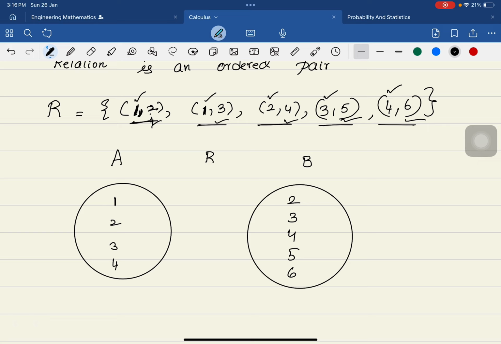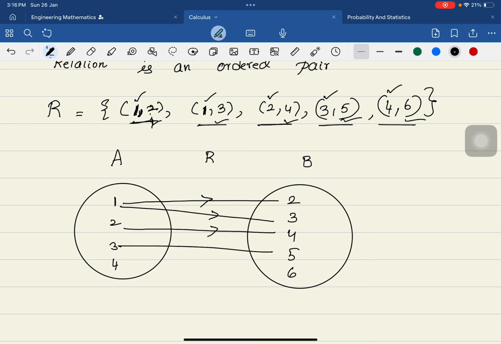Now the ordered pairs are defined as 1 to 2, and then 1 to 3, and then 2 to 4, and then 3 to 5, and then 4 to 6. So this is called a relation.